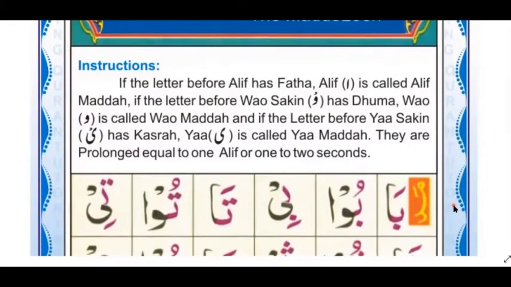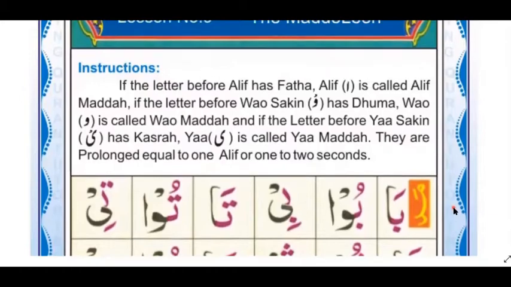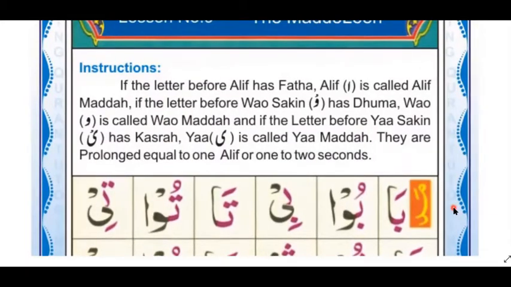According to the instructions, if there is a letter that has a fatha on it, and after that letter there is an alif, that is called alif madda. I'll show you in the examples, but first of all, we have to know what that mud actually is.